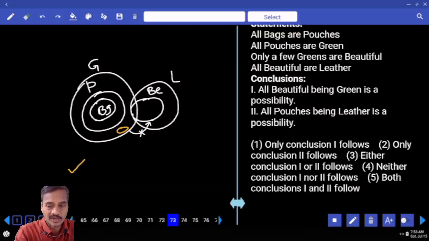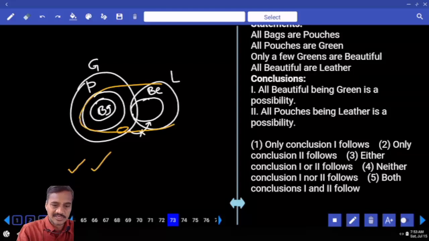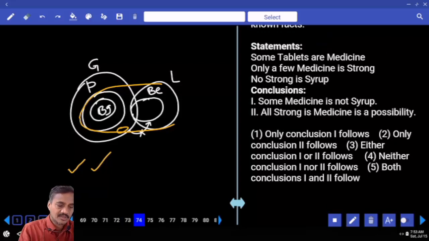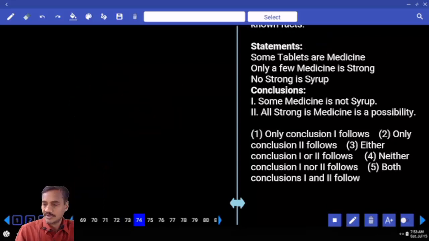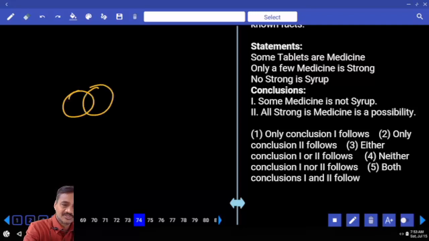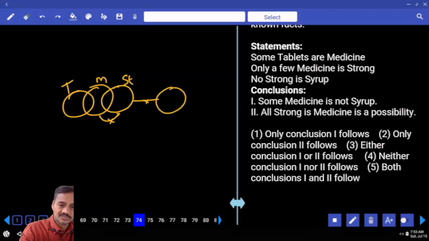Yes. And all pouches are leather is a possibility. This entire pouches, tell me whether I can write like this or not. Yes. Then what happens here? Both the conclusions are true, both 1 and 2, choice by question number 73. Then the 74th one. Now in this 74, some tablets are medicine. Now these are the tablets that are medicine, tablet and a medicine, and only a few medicines are strong but not all, and no strong is syrup, no intersection between strong and the syrup.